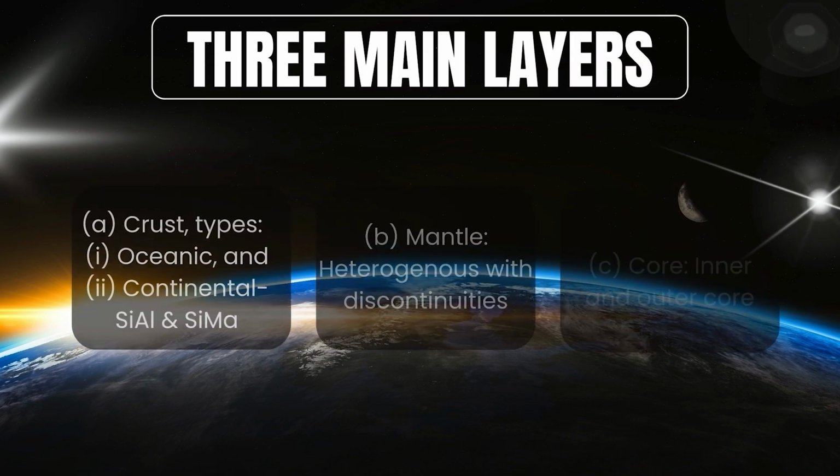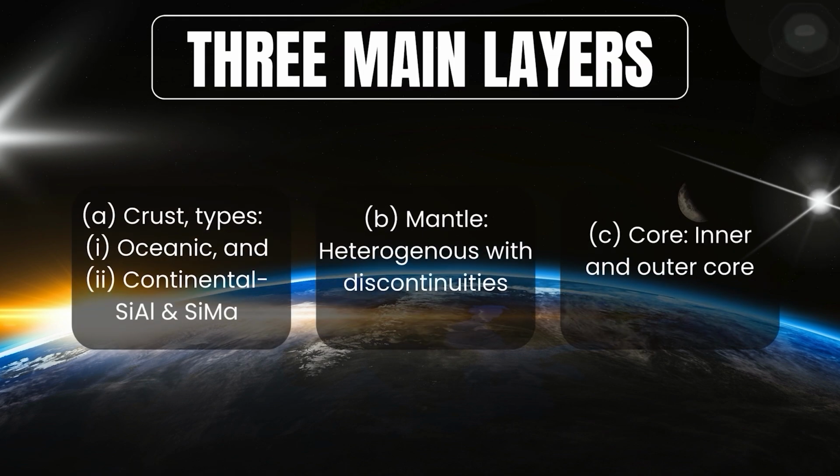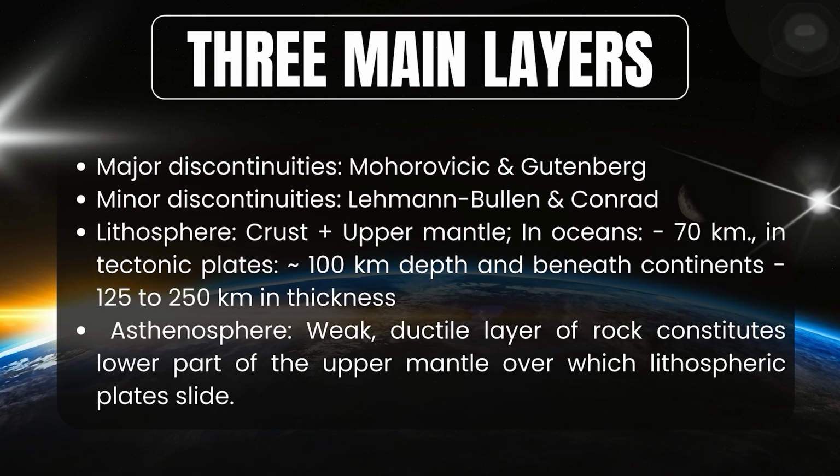The three main layers are crust, mantle, core. Major discontinuities are Mohorovicic and Gutenberg discontinuity. Minor discontinuities are Lehmann-Bullen and Conrad discontinuity. Lithosphere is crust plus upper mantle. In the ocean its thickness is 70 kilometers. In tectonic plates it is around 100 kilometer depth, and beneath continent it is 125 to 250 kilometers in thickness.